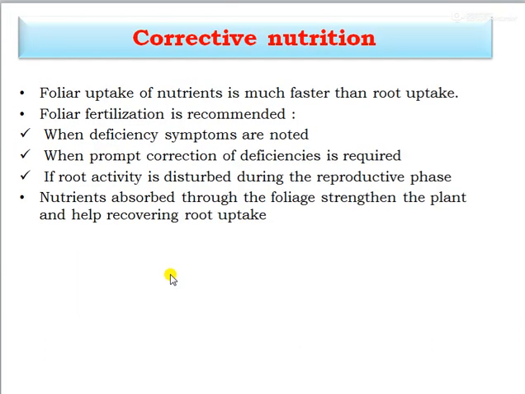Then the second one, corrective nutrition. As the foliar uptake of nutrients is much faster than through the roots, foliar fertilization is recommended when deficiency symptoms are noticed and when prompt correction of deficiency is required. If root activity is disturbed during the reproductive phase, then you have to take corrective nutrition measures. The nutrients absorbed through the foliage strengthen the plant and also help recover root uptake. This is corrective nutrition.